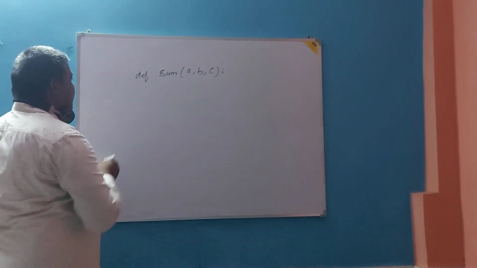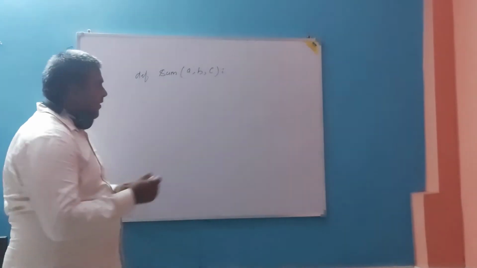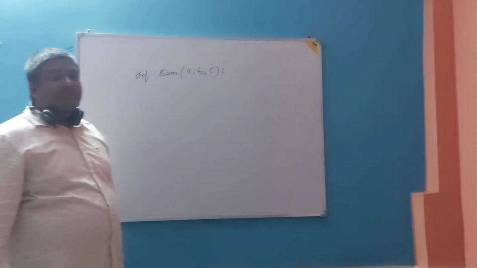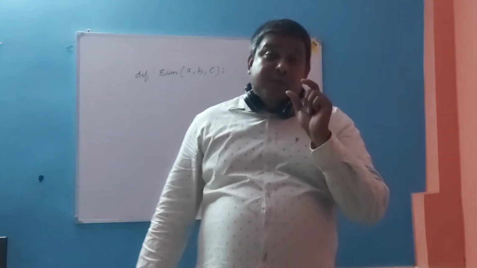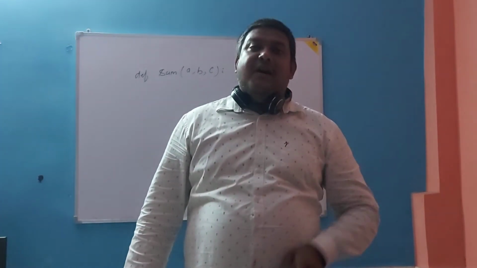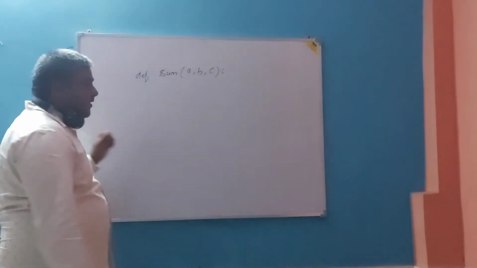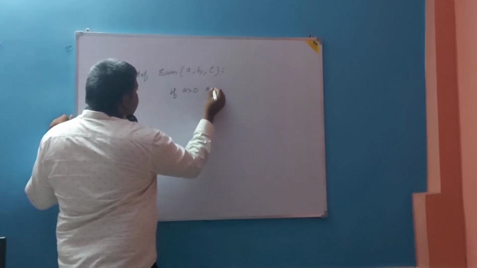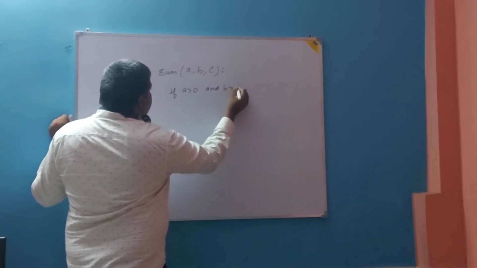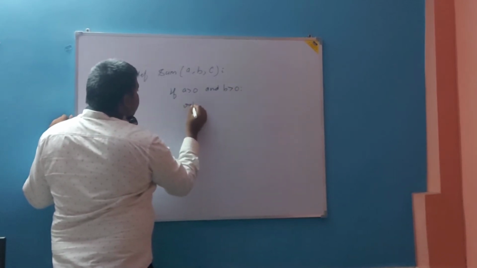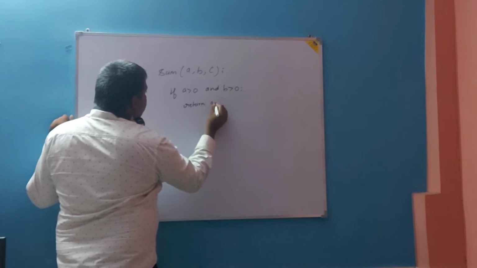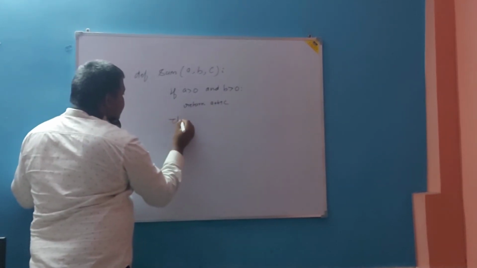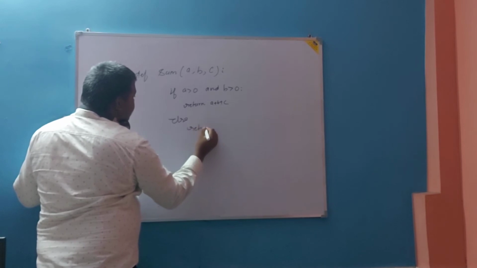So now look here, def sum ABC. Suppose we want to get the sum when the values of A and B are both greater than 0. Otherwise, we do not need to give the sum. So here we have to use a condition: if A greater than 0 and B greater than 0, then we have to return A plus B plus C, otherwise return nothing.